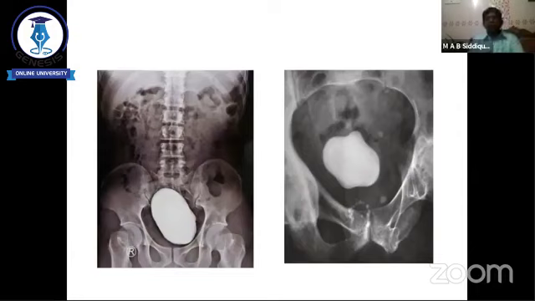Another X-ray will show, not the kidney ureter region, but the pelvis region. There is a large radio-opaque shadow in the pelvis. So, if the question asks you to describe the X-ray, describe it like this: X-ray of the pelvic region showing a large radio-opaque shadow in the pelvic region with a smooth surface.